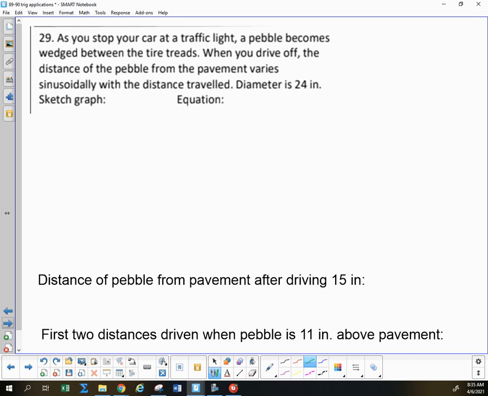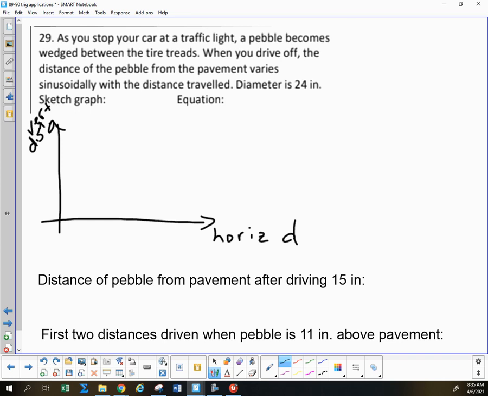So for this one, when we draw our graph, we're going to have our horizontal distance, and we're going to have our vertical distance. We know that it's going to start out on the ground, so 0 inches up above the ground. So we know the min is that horizontal axis. And then we know we're going to have a center line and a max. Who can tell me the highest that it ever gets up above the ground? The highest that it's ever going to get is 24 inches, because that's the diameter of the tire. So this is 24, which means this is 12.